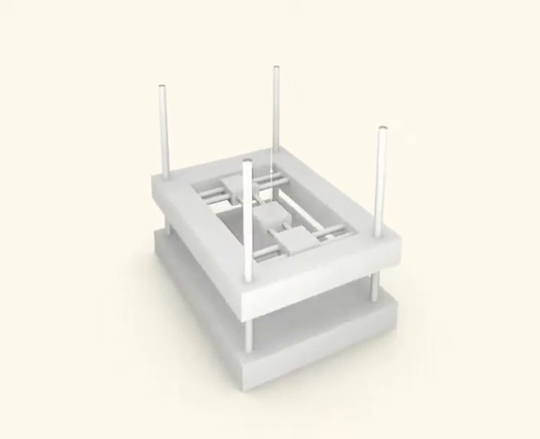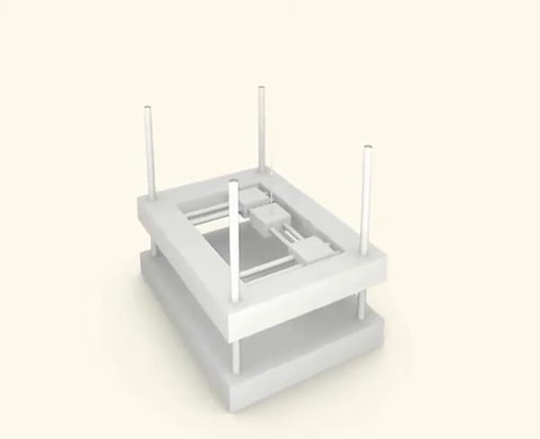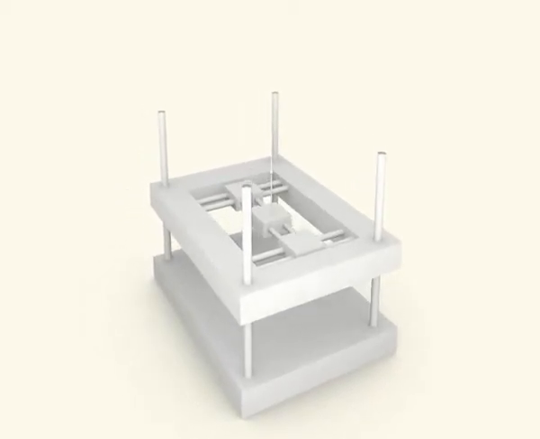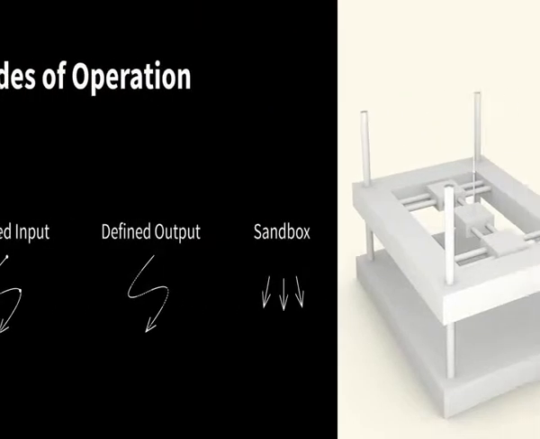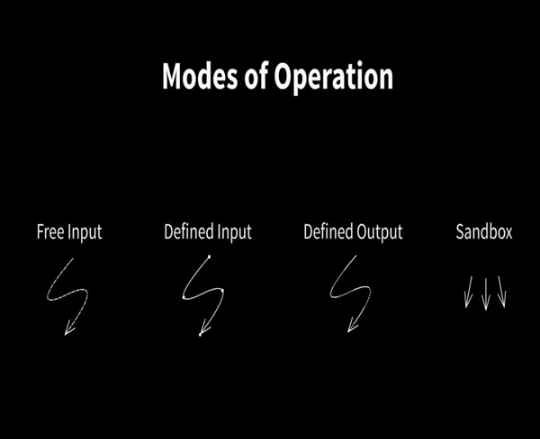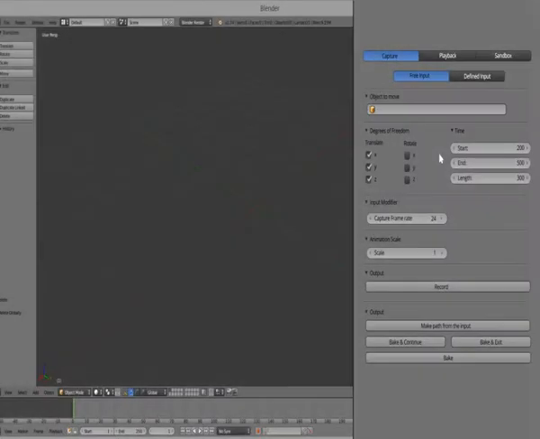It consists of a Z-axis plane and a 5DOF head which provide a free 360-degree input for the animation. Spark provides 4 modes of operation which can be used for different animation situations: the free input, defined input, defined output, and sandbox. The free input allows the user to create a motion path for an animation in the physical world and map it to the 3D object of the software.